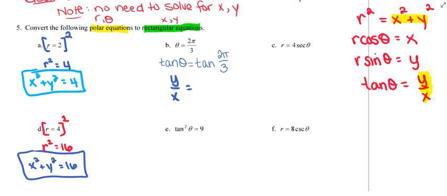And I can use my special right triangles now to determine the value of tangent of 2 pi over 3. So 2 pi over 3 is in quadrant 2. Reference angle of pi over 3. And tangent is opposite over adjacent. So negative root 3. If you want to, you can put that over 1, but you don't have to. So you can leave that as y over x equals negative root 3 over 1.